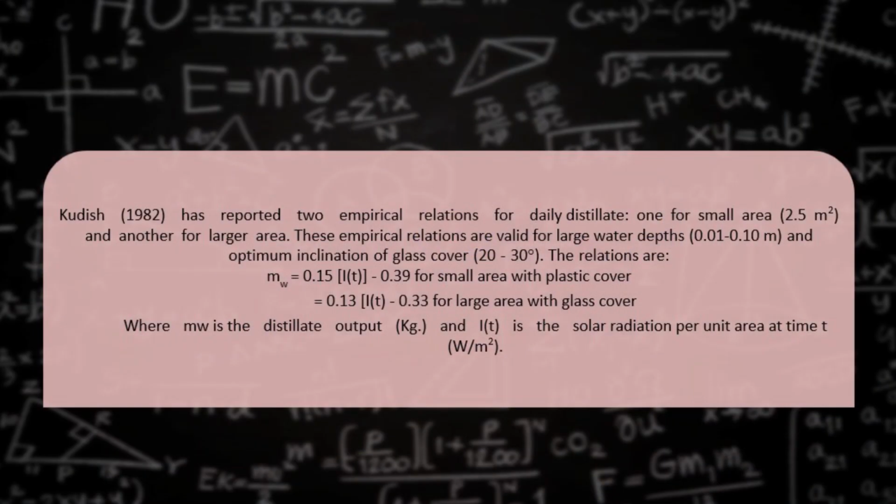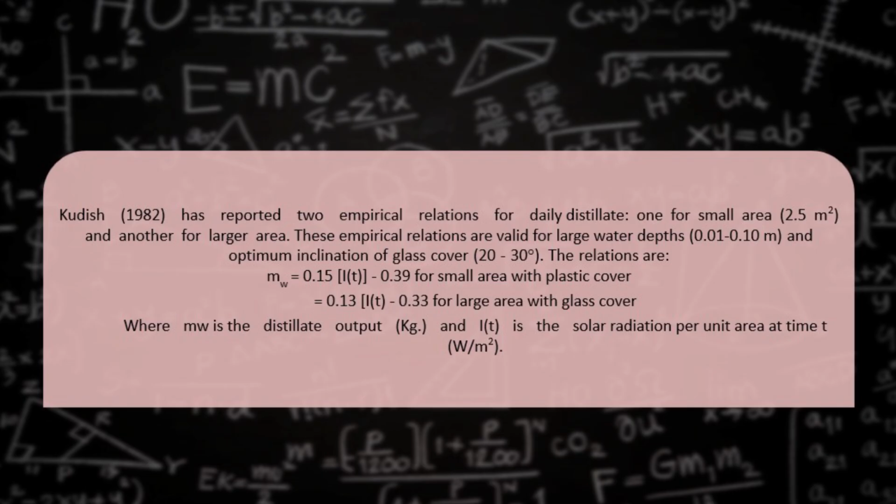So here we will try to know the empirical relations for the distillate output. Codis has reported two empirical relations for the daily distillate, one for the small area, that is 2.5 meter square, and another for the large area. These empirical relations are valid for the large water depth, that is from 0.01 to 0.10 meter, and optimum inclination of glass cover, that is from 20 to 30 degree.